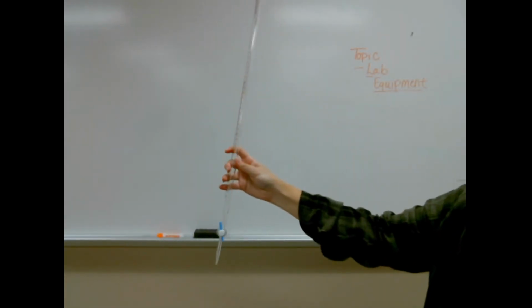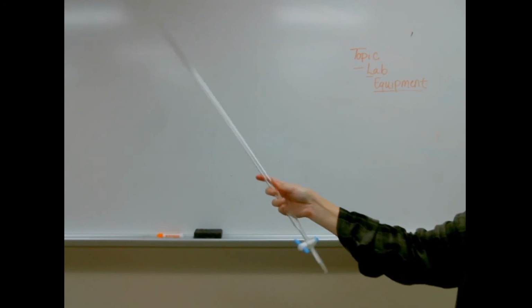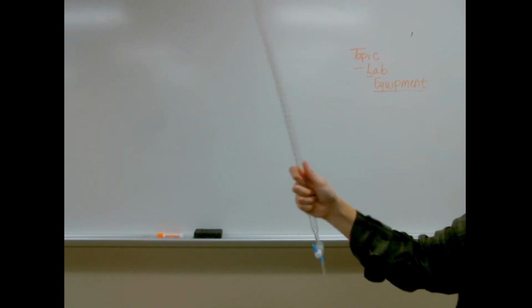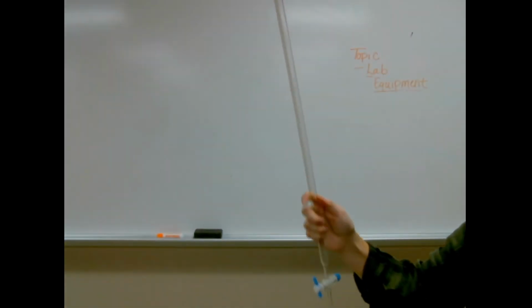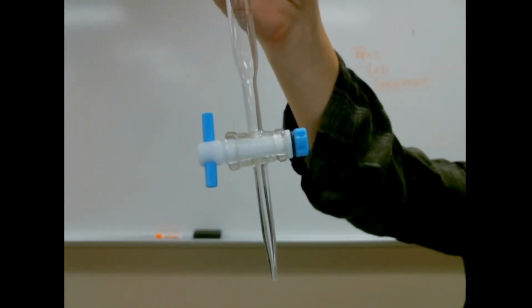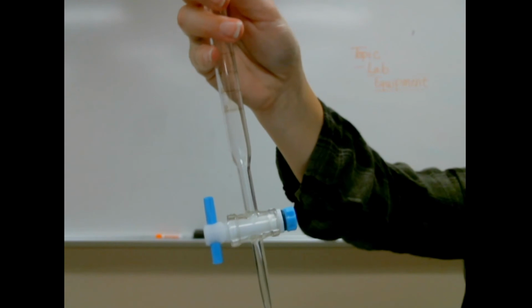Here we have a burette. It's used to dispense a variable measured amount of chemical solution. It's very accurate, and it releases in really small droplets. And this is a burette.